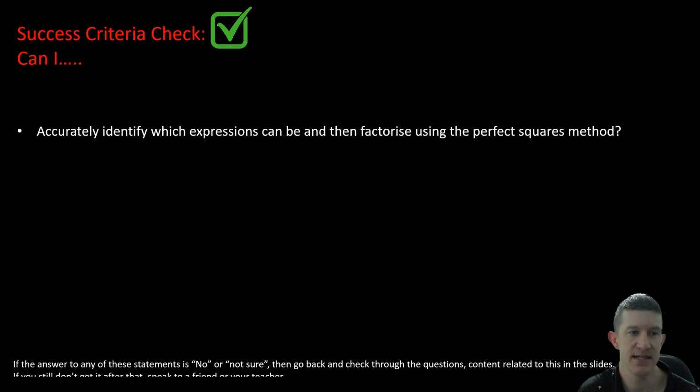Success check for this lesson. Can you accurately identify which expressions can be used for the perfect squares method first, and then use the perfect squares method to factorize? If the answer is yes, excellent. Move on to the next video. If the answer is no, you know what to do.